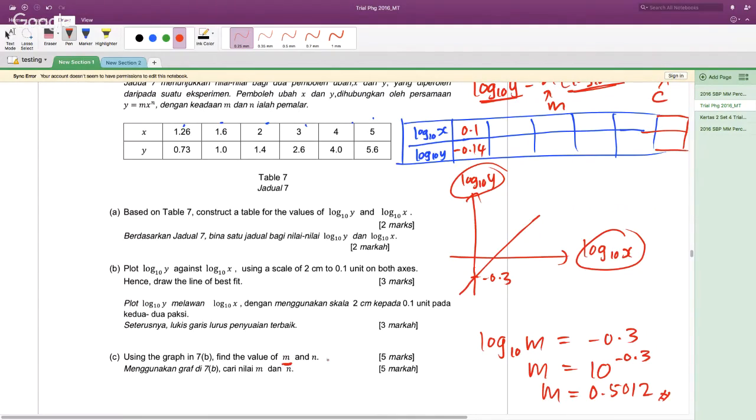If you want to find the n value, what you need to do is find two points on the line, and then use the gradient formula: n equals y2 minus y1 over x2 minus x1. Then you solve this and you can easily get the value of n.